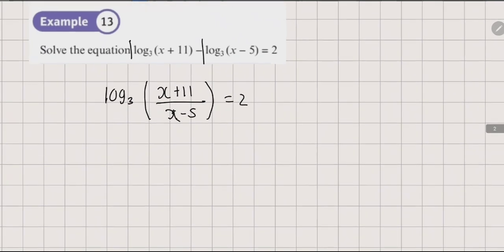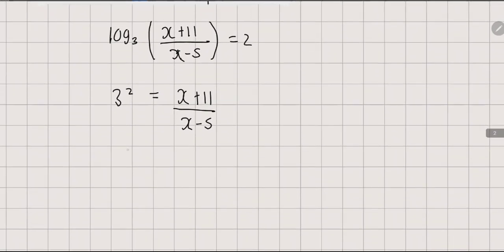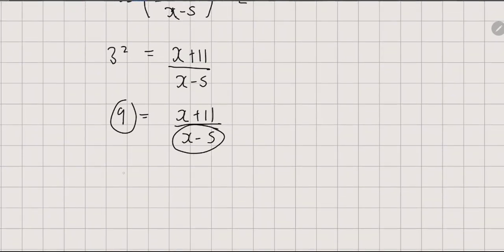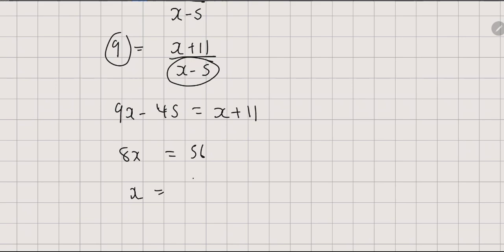Then we're going to use the same rule that we used before. 3 to the power of 2 is equal to x add 11 over x minus 5. So this is equal to 9 is equal to x add 11 over x minus 5. And we can just multiply these two together. So we've got 9x minus 45 is equal to x add 11. And then we've got 8x is equal to 11 add 45, which is 56. And then x is equal to 56 over 8, which is 7.